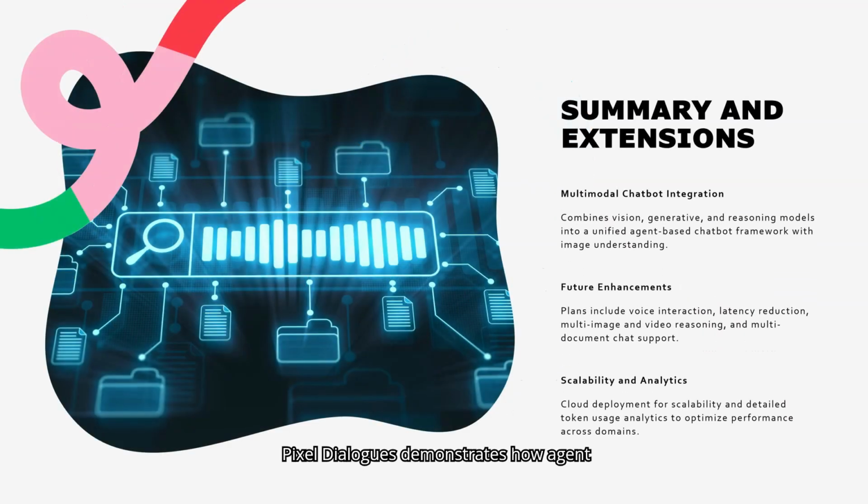In conclusion, Pixel Dialogue demonstrates how agent-based architecture can enable true multimodal reasoning. By combining different models under one coordinating agent, the system becomes flexible, modular, and capable of handling complex visual tasks. The project successfully integrates vision and language in a practical, usable form.